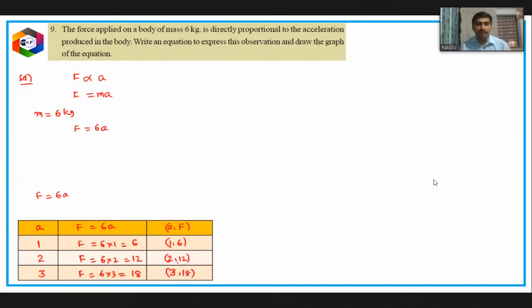Now our aim is to plot these points on the graph sheet and draw the graph. The question says, write an equation to represent this observation and draw the graph of this. The equation that we have obtained, representing this question, is F is equal to 6A. This is the equation. So now I am going to plot this on the graph sheet. Now I am taking the graph sheet. Let us observe, children, here.